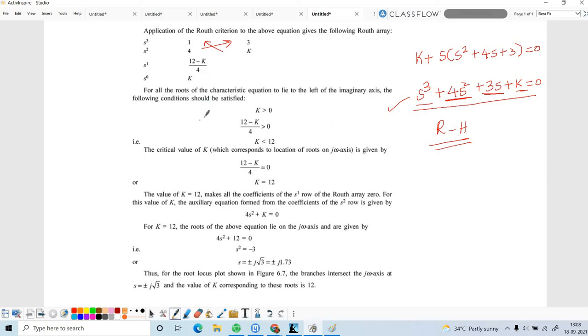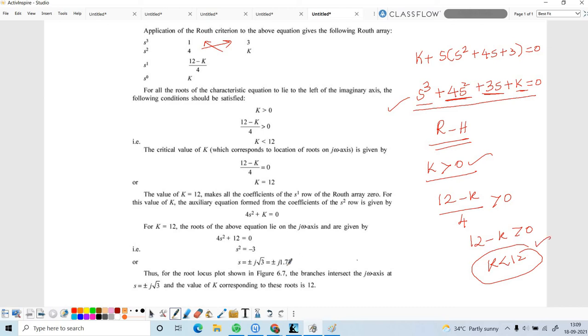What is the condition for stability? The first column of the Routh array should be positive. So k should be greater than 0 and 12 minus k by 4 should be greater than 0. So 12 minus k is greater than 0, and k is less than 12. So two conditions: one is k equal to 0 and another one is k equal to 12.